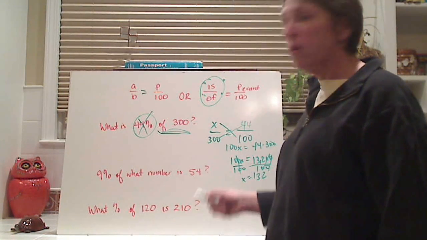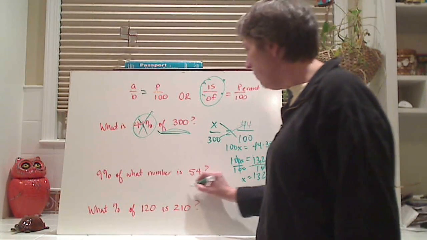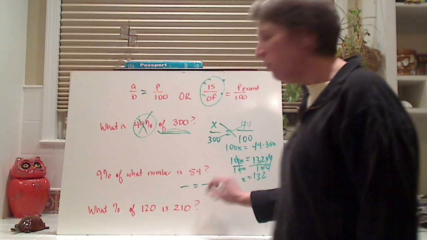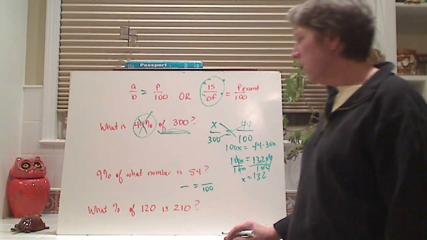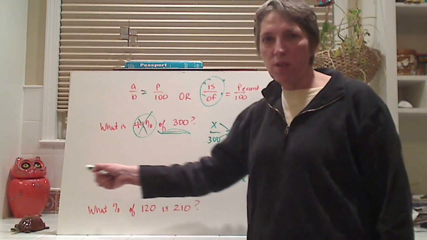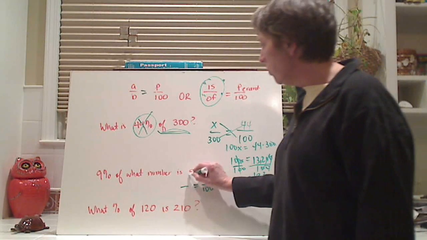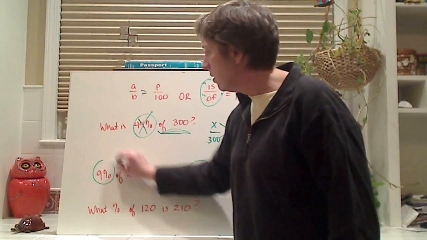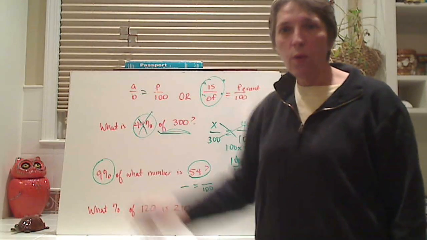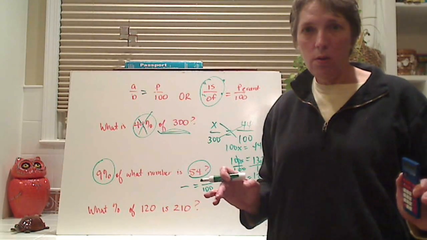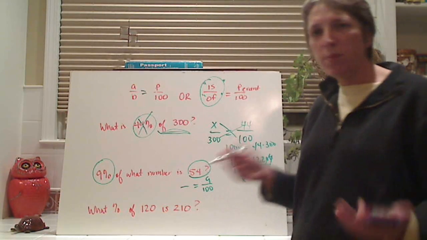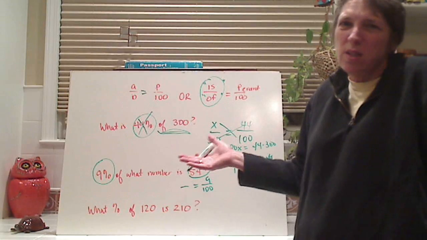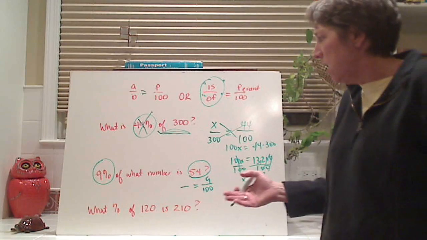Let's do another one. 9% of what number is 54? Well, we immediately write the four missing parts, but we know one is 100, the bottom right. We look to see if any of these numbers have a percent sign. Circle your numbers. 9%. Where does the 9% go? Yes, over the 100. And we drop the percent sign, because we don't need it when it's over 100. We know we're talking about 9%.